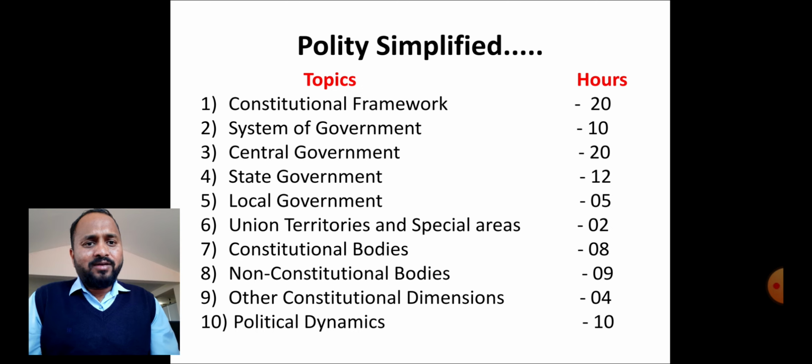I have divided Indian polity into 10 parts, into 100 hours. The first part is the constitutional framework. It takes about 20 hours. The second part is the system of government, 10 hours. Third part, central government, 20 hours. State government, 12 hours. Local government, 5 hours. Union territories and special areas, 2 hours.